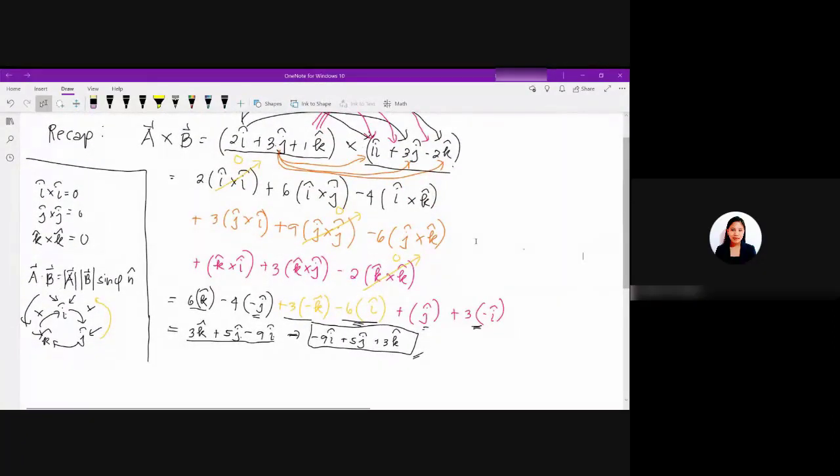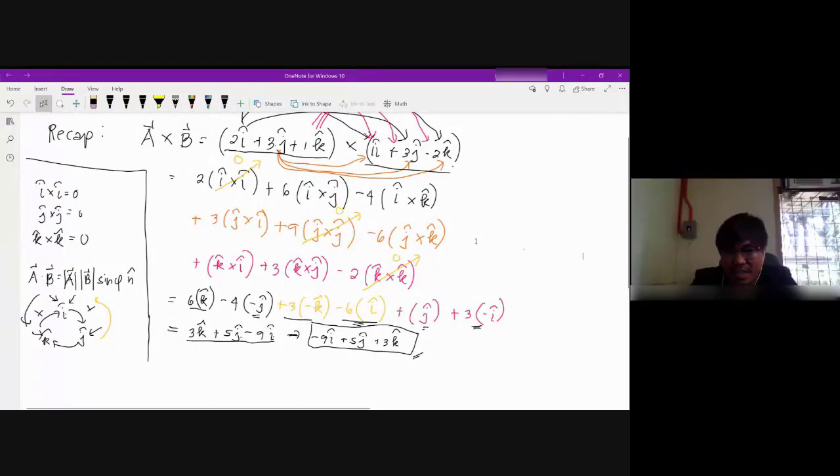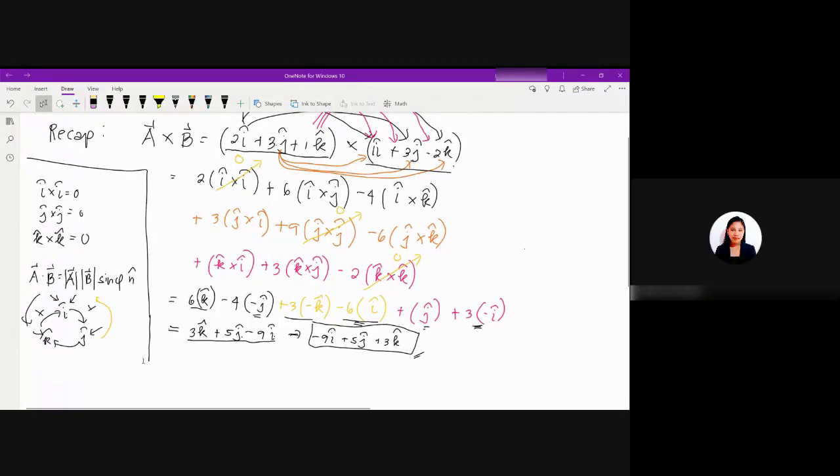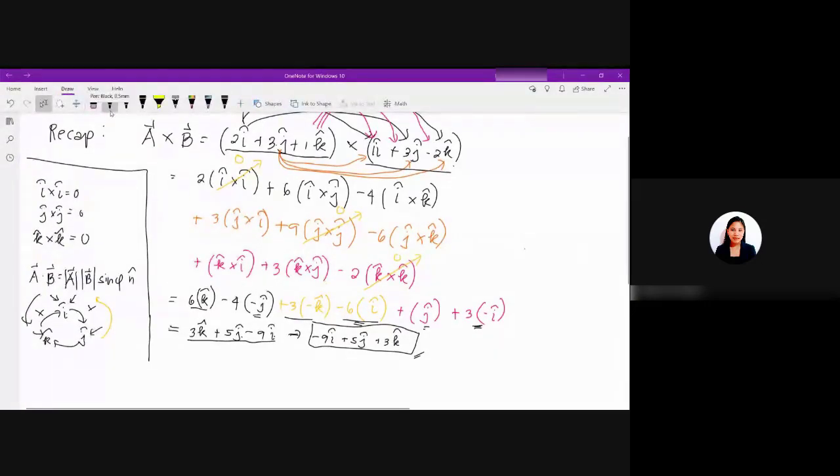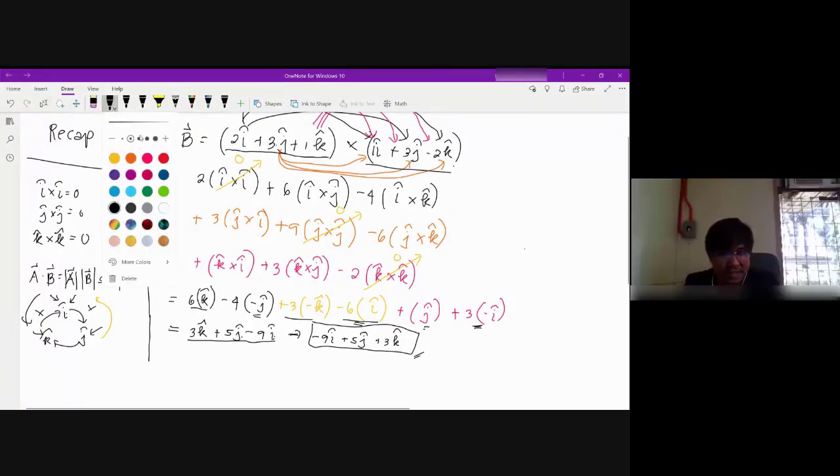Me, sir. Me, please, sir. Okay, go ahead, Ms. Lumigit. Can we arrange it alphabetically, sir, because the sign can no longer change. Yes, I just put the i, j, k first.